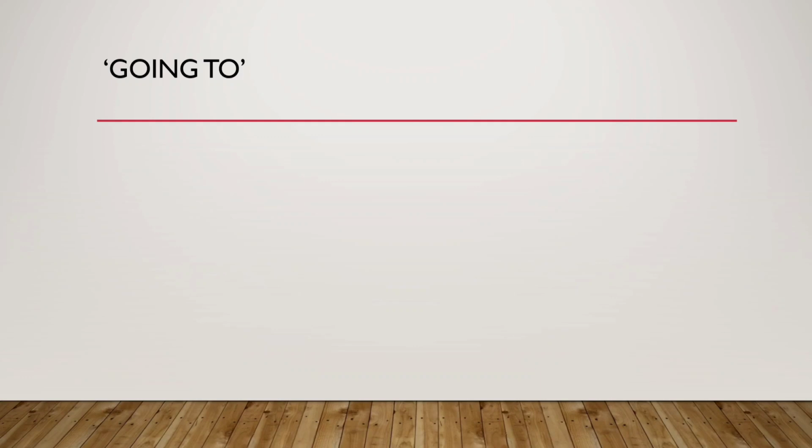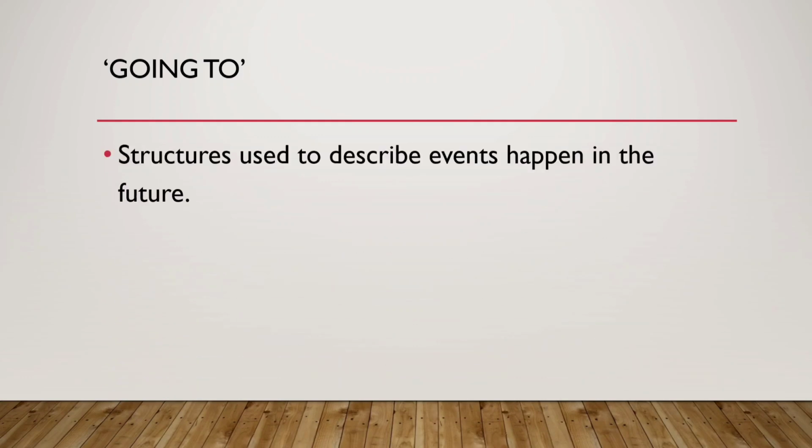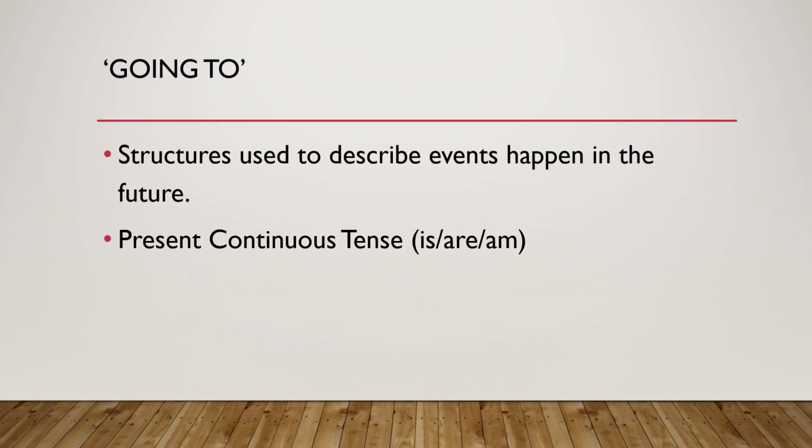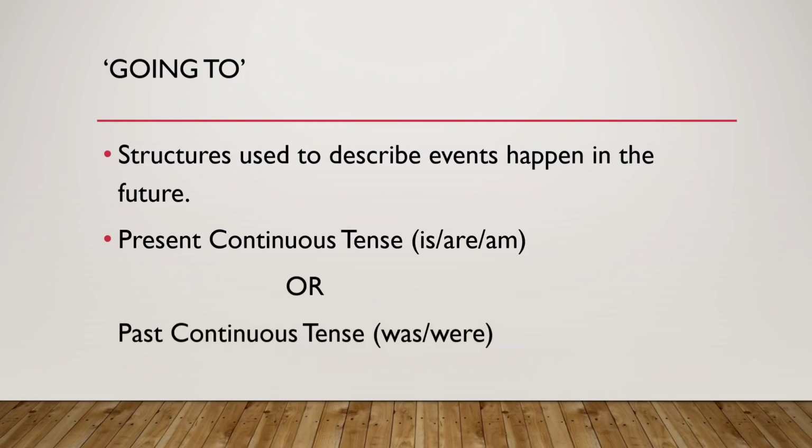What is going to? Going to is used in structures that describe events that happen in the future. We can use going to in present continuous tense or in past continuous tense.